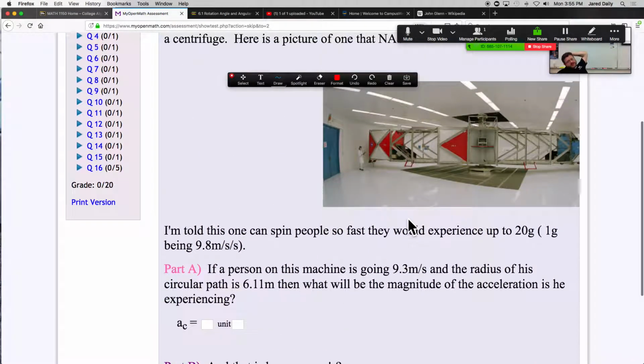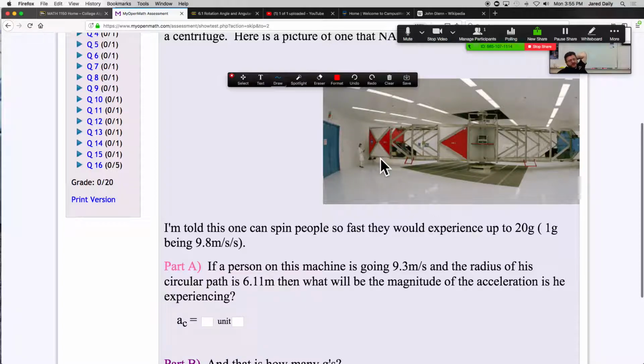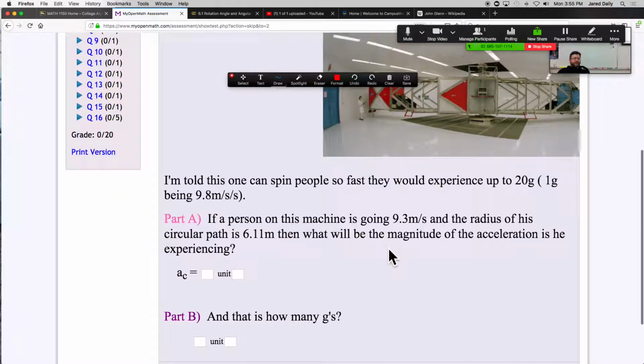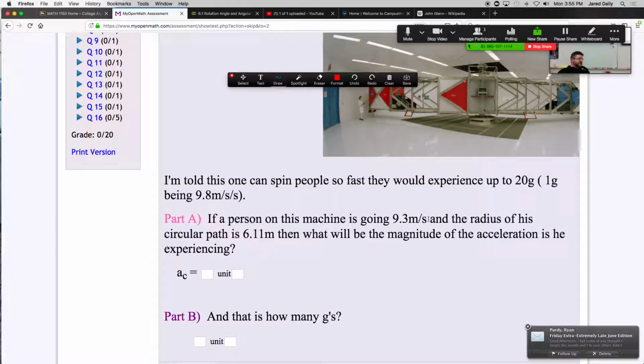So if you're in this machine that spins you around and around at a constant radius, and you're going 9.3 meters per second, that would be the tangential velocity. That's your speed along the edge of the circle. So that's equal to r times omega. And they tell us the radius of the path is 6.11 meters, so we can calculate the omega.